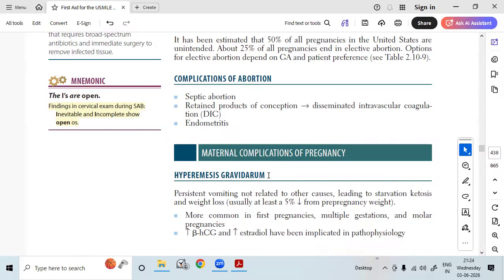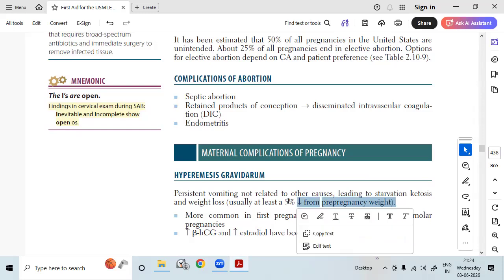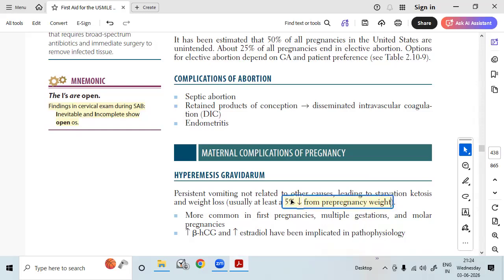Now this is persistent vomiting not related to other causes, leading to starvation, ketosis, and weight loss. Usually at least a 5% decrease from the pre-pregnancy weight occurs in this. So this is important. Usually we are expecting to add weight during pregnancy, and here there's a loss of weight of 4%, 5%. It's more common in first pregnancy, multiple gestations, and molar pregnancies.